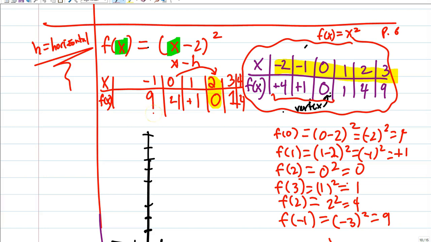So it follows the same exact pattern. It looks exactly like the previous graph. It has just been shifted to the right 2, horizontally 2 to the right. It shifts the x 2 to the right.